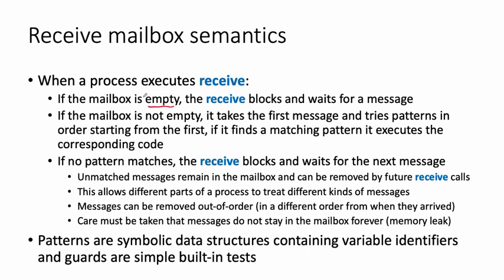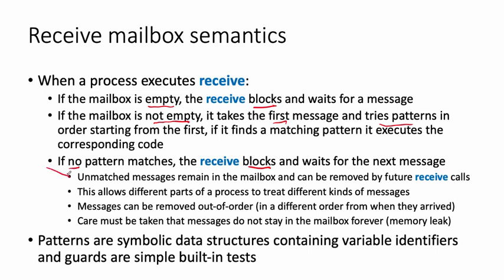If the mailbox is empty, the receive will block. If the mailbox is not empty, the receive will take the first message. So you have a sequence of messages. It will take the first message and try patterns in order to see whether it matches. If it finds a matching pattern, it executes and continues. If no pattern matches for any of the messages, the receive blocks and waits for the next message. Okay?